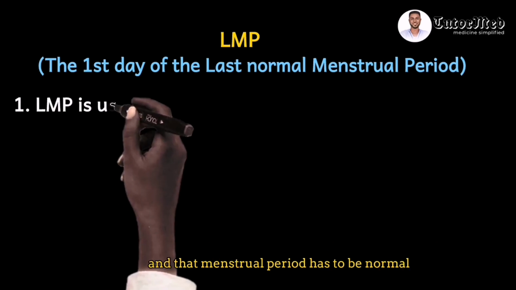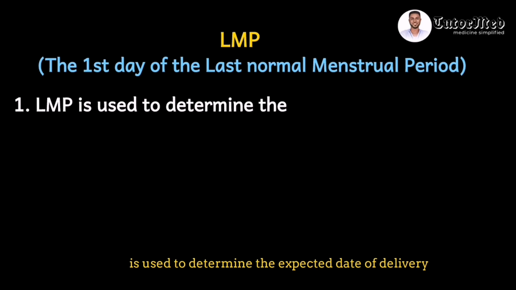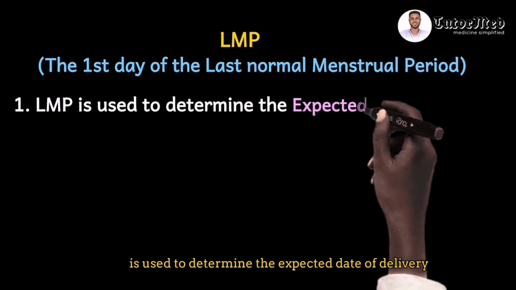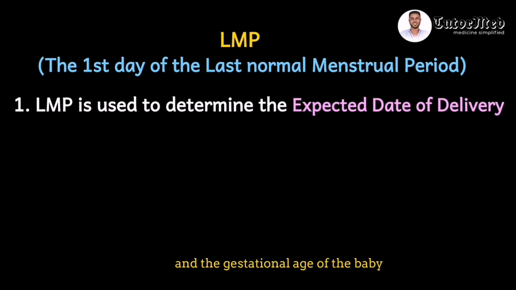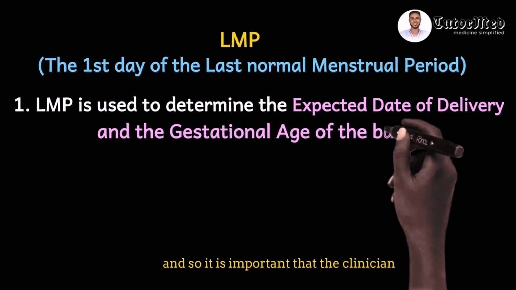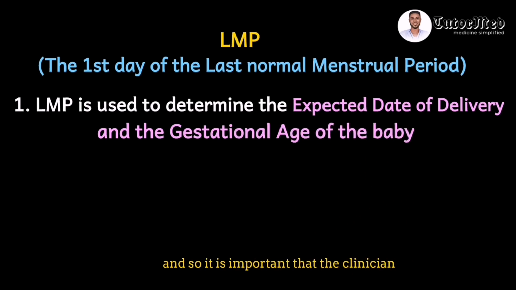Now, the LMP is used to determine the expected date of delivery and the gestational age of the baby, and so it is important that the clinician establishes the last normal menstrual period well, because if we miss that, we are likely to get the expected date of delivery wrong and the gestational age of the baby wrong.